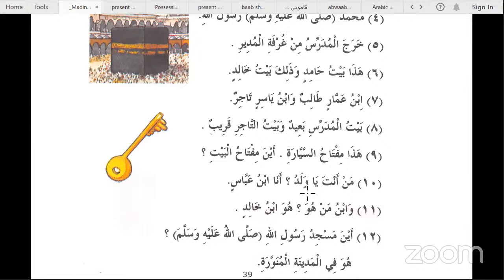Aina masjidu Rasulihi sallallahu alayhi wa sallama. Where is the Prophet's mosque, peace be upon him? Huwa fil Madinatil Munawwarati. And it is in Madinah Munawwara. I think that's the last one. Excellent.